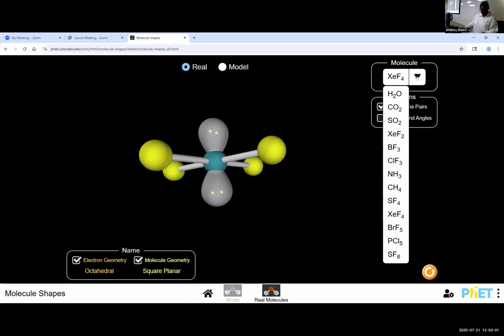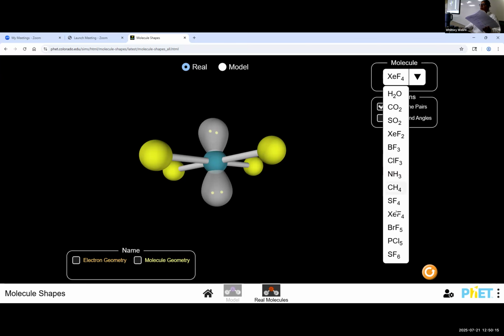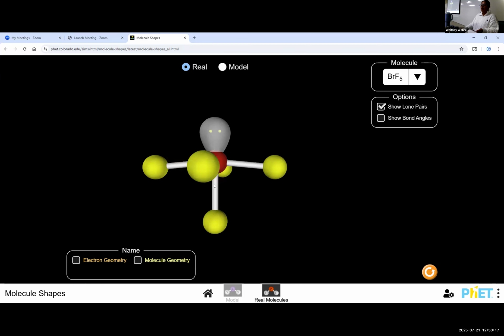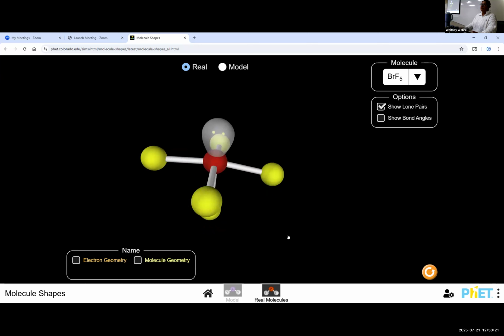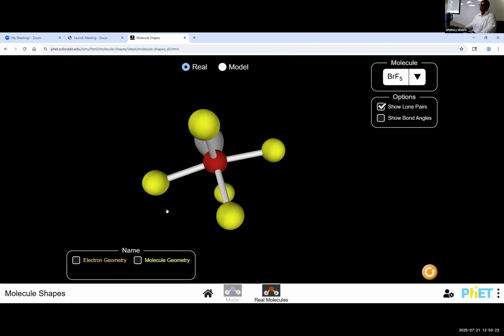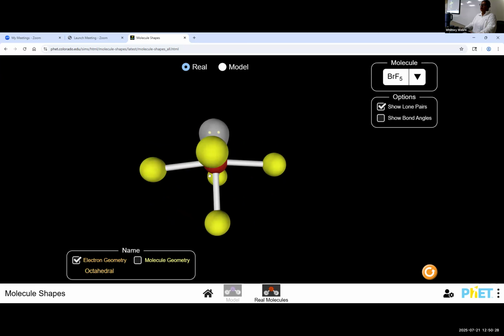BrF5. Oh, let's finish. We're almost done and then we'll take a break. Okay. So BrF5, I think we also did that, on page 2 or page 3. Okay. So BrF5, how many things are attached? 6. So it's octahedral. But what is this shape?